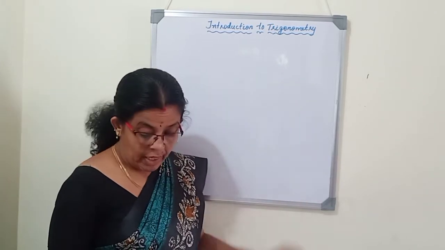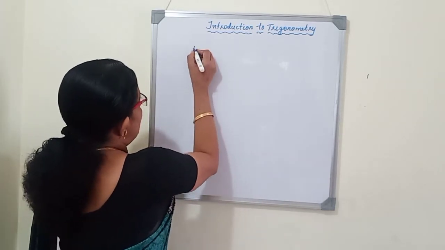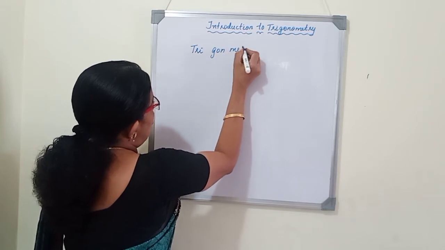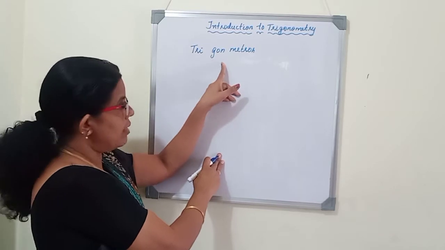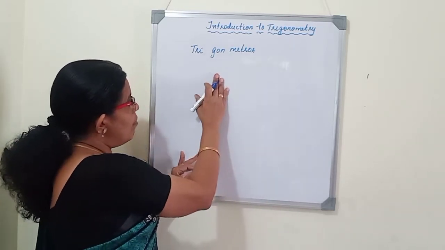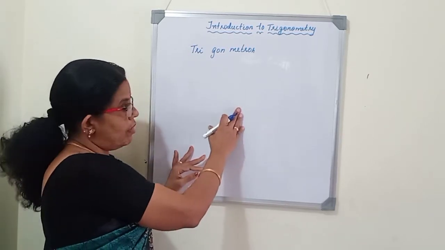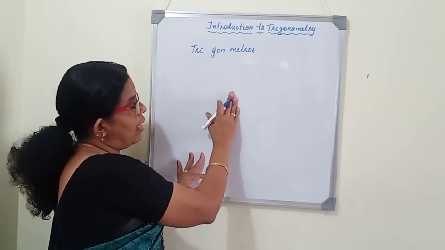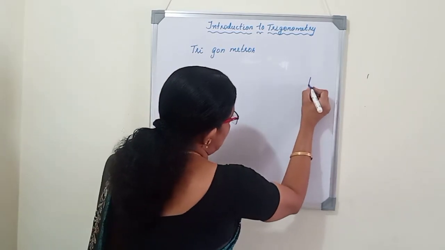Trigonometry is a word derived from three Greek words, that is tri, gon and metron. Tri means three, gon means sides and metron means measurement. That is, trigonometry is all about the sides and angles of a triangle. And in this chapter, first we will learn the ratio between the sides and angles of a right angle triangle, that is with respect to acute angles.